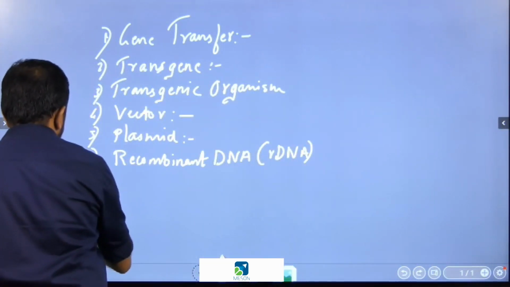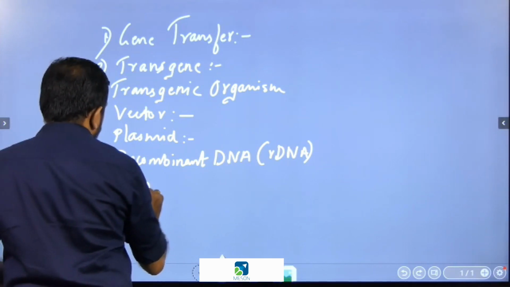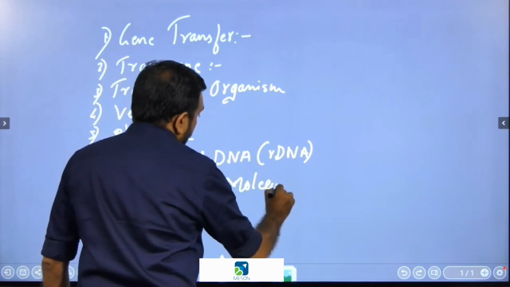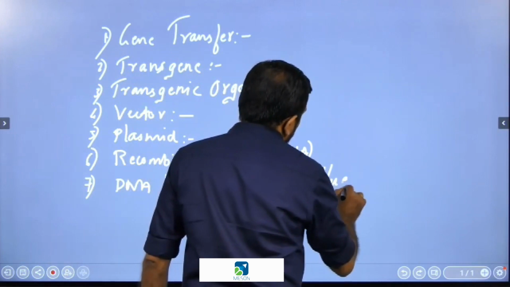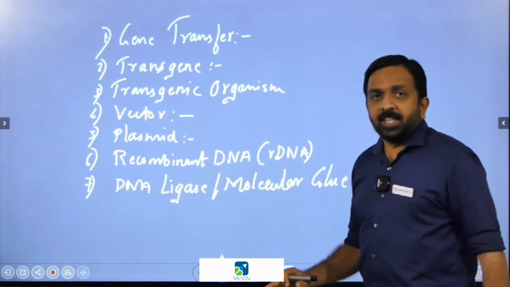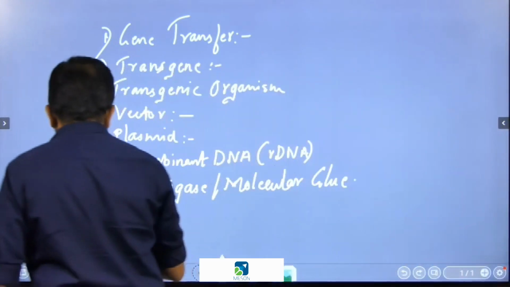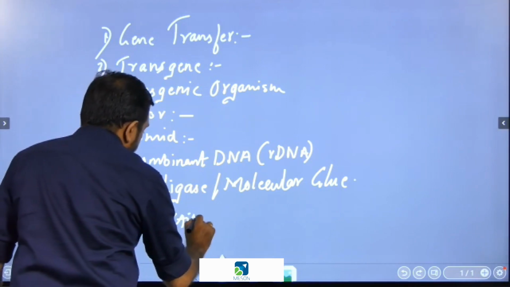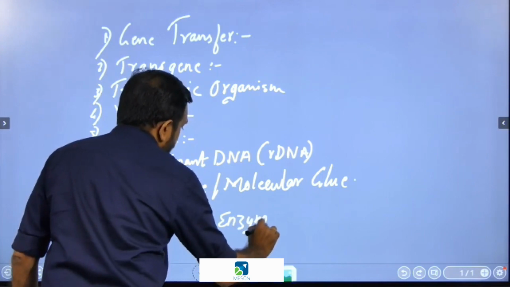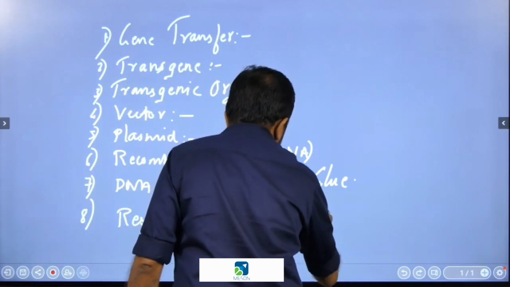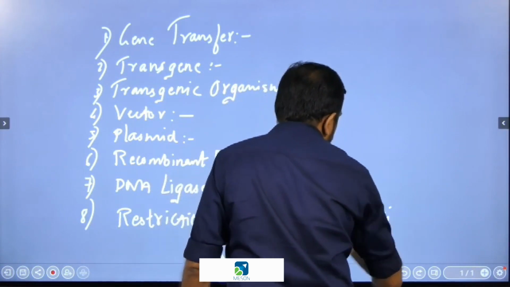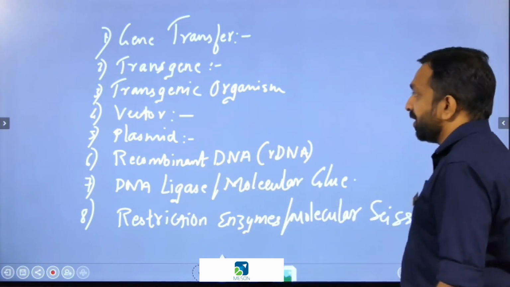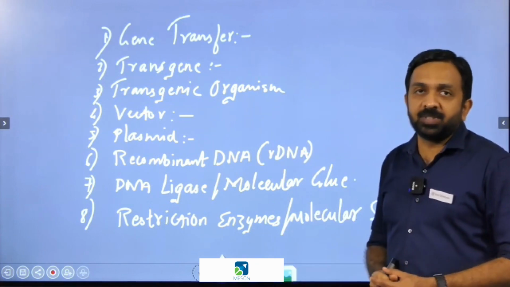Seventh one, DNA ligase. Another name for this enzyme is molecular glue. DNA ligase is used for joining the cut DNA fragments. Last one is restriction enzymes, or molecular scissors. So these two terms you keep in mind. One is molecular glue, another one is molecular scissors. These are the most important 8 tools and terms that are used in biotechnology.